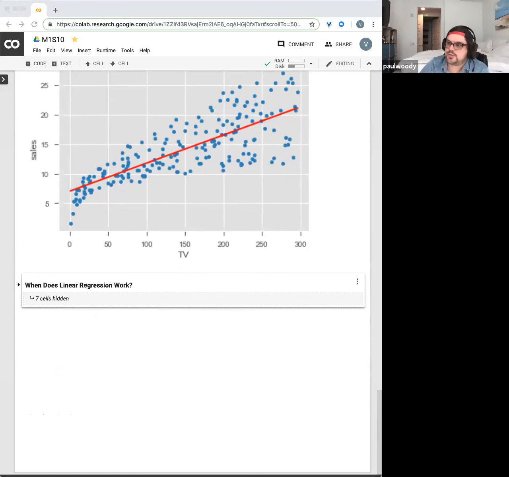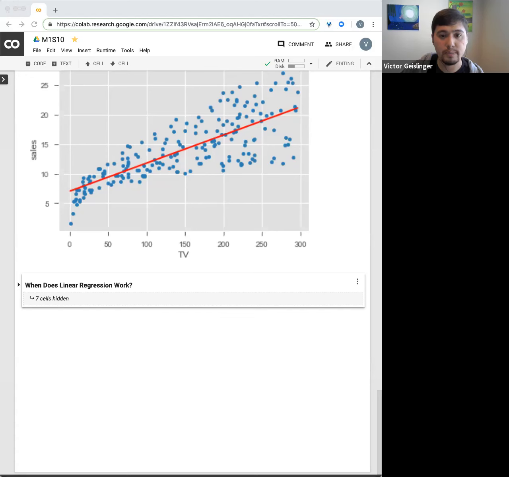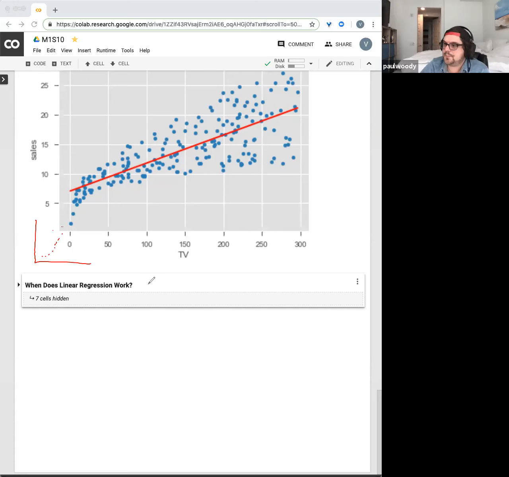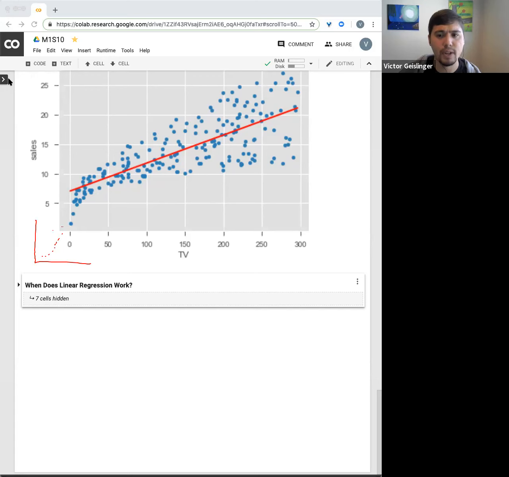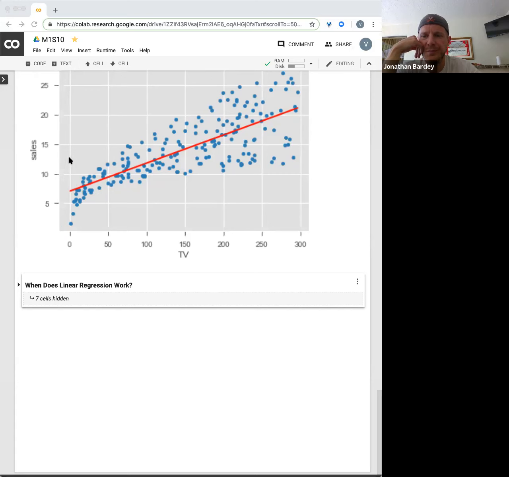If your data is correlated exponentially. Okay, good. So if your data is correlated exponentially, which I think what you're saying is your data would look more like an exponential curve, like your data kind of goes like this or something. Yeah. Okay, cool. All right. Any other times? When else wouldn't it work? It's just not correlated at all. Not correlated at all. Good.